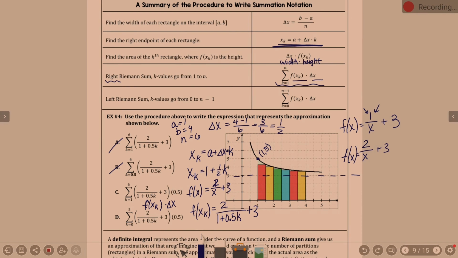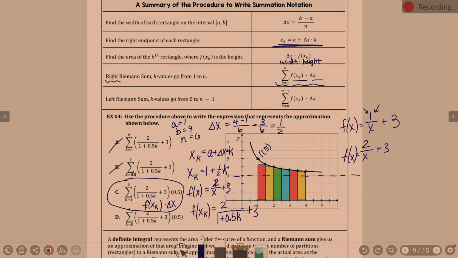What type of sum is this? Is this a left or a right Riemann sum? These points are on the right corners, aren't they? So this is a right Riemann sum, which is going to lead us to C or D? C, because it's the one that goes from 1 to 6. The 0 to 5 would be if it was a left Riemann sum. Yes? How do we get the 2 over x?